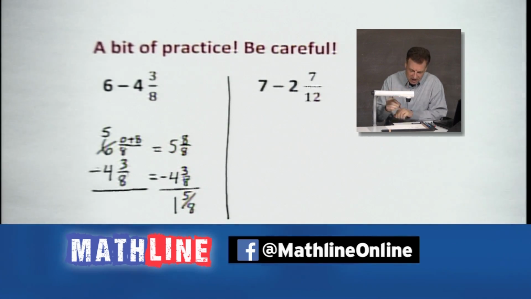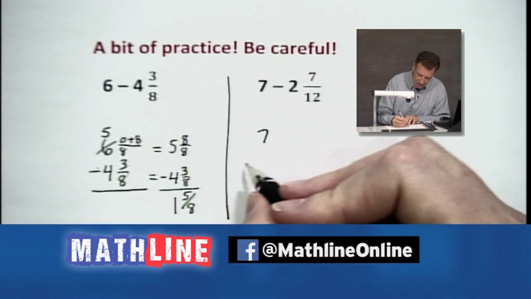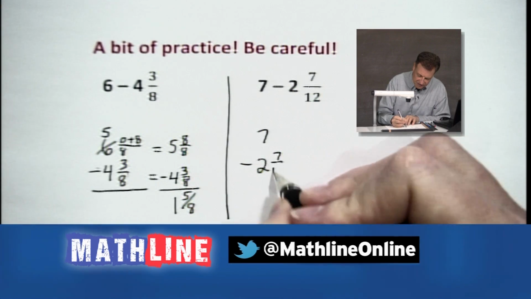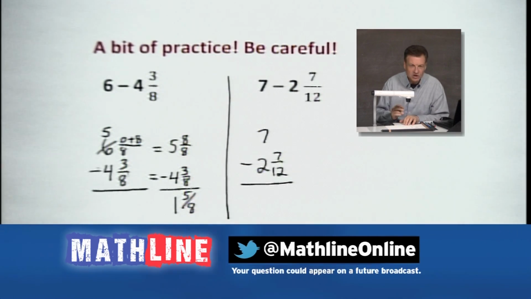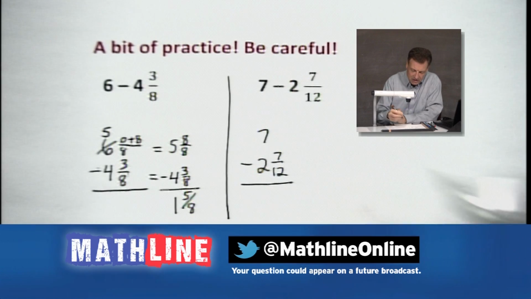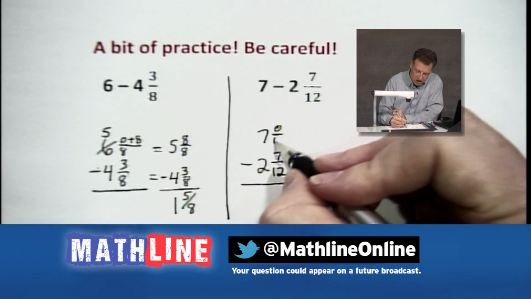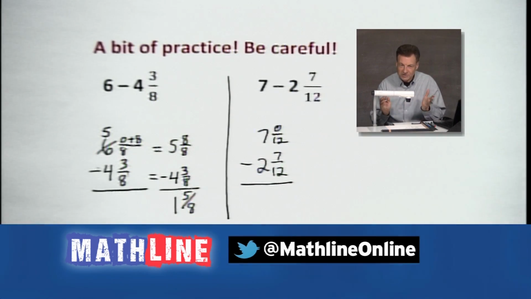Now, this one over here, how about it? We got 7 minus 2 and 7/12. Again, I'm going to use this approach. Remember, it's just like having 0/12 right in there, because we have 7 and a little bit of nothing, all right?